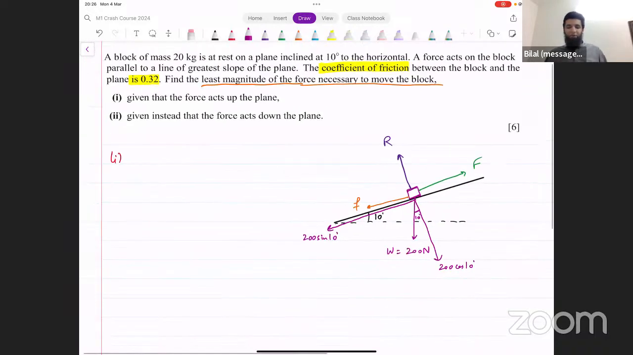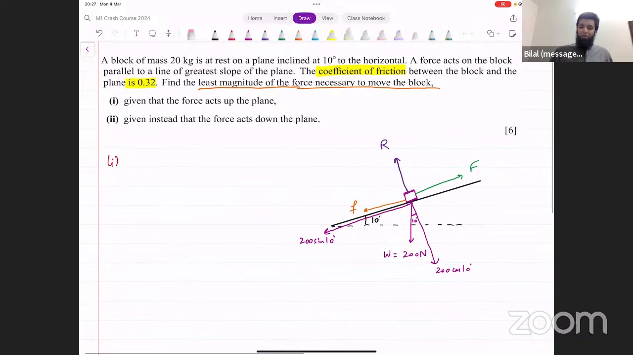We have resolved the forces as well. Now, parallel to the plane, we have F, this friction, and 200 sin 10. And perpendicular to the plane, we have reaction and 200 cos 10. What's the least magnitude of the force necessary to move the block?